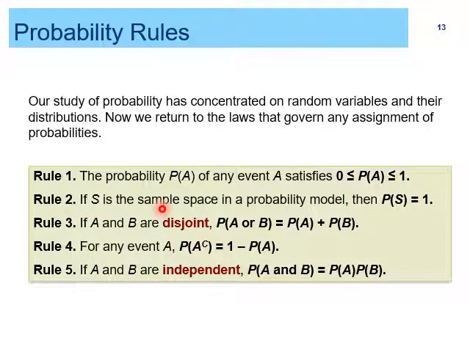Rule 2 is if S is the sample space in a probability model, then the probability of the sample space is equal to 1. Rule 3 is if A and B are disjoint, then P(A or B) is probability A plus probability B. Rule 4 is for any event A, the probability of the complement of A is equal to 1 minus probability of A. The fifth rule is if A and B are independent, then P(A and B) is found by multiplying both probabilities.